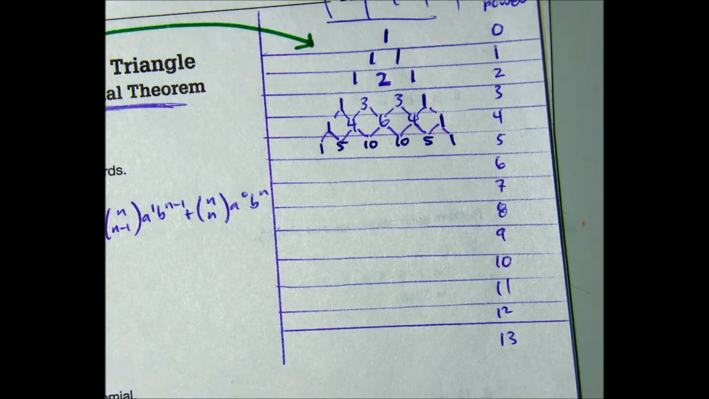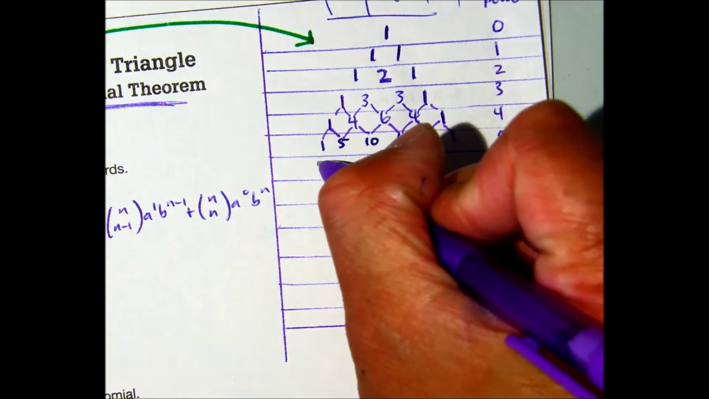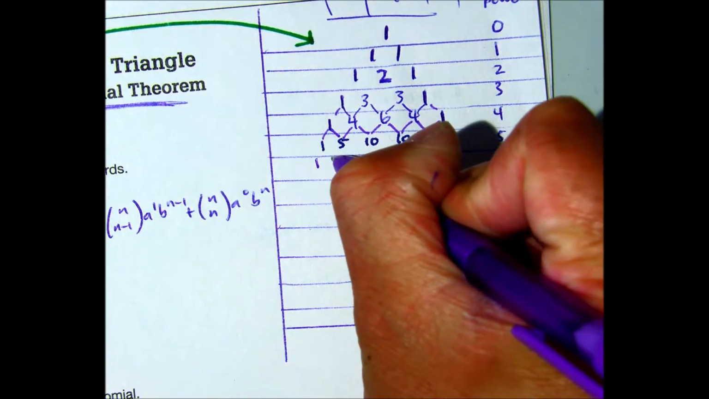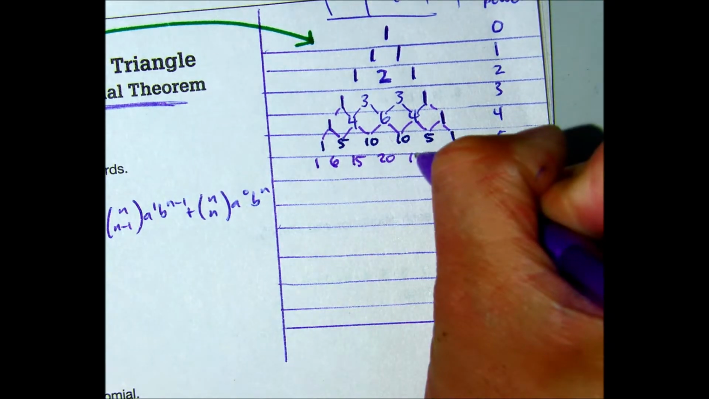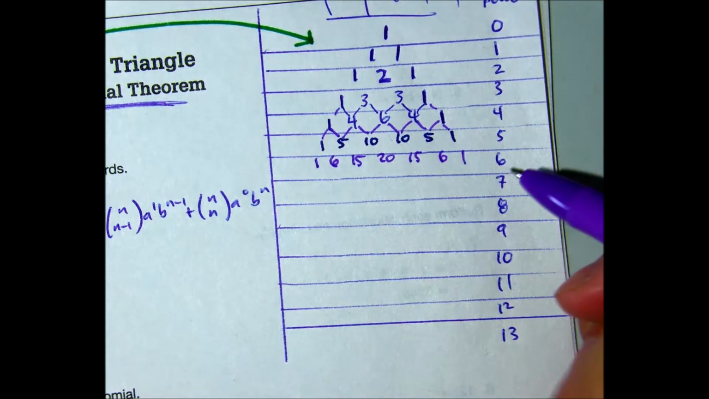Now, feel free to put this on your formula sheet, or if you're an awesome student, you can just derive it when you see it on your quiz or test. Jason, the next row. 1, 6, 15, 20, 15, 6, 1. Good job.